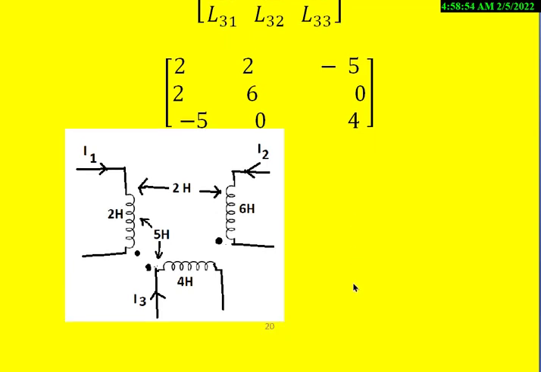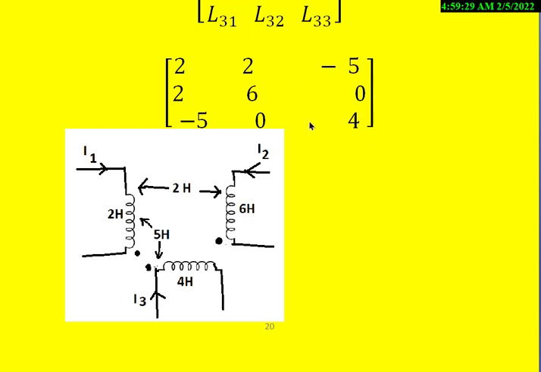So L11 is nothing but the self-inductance of coil 1, that is 2 henries. Then L21 is nothing but the mutual inductance between coil 1 and 2, that is 2 henries, and the sign of this is the same as that of the self-inductance, because the current leaves in coil 1 at the dot. Similarly, in coil 2 also the current leaves at the dot. So it falls under dot rule 1, where the mutual inductance gets the same sign as that of the self-inductance. So we put here plus 2.